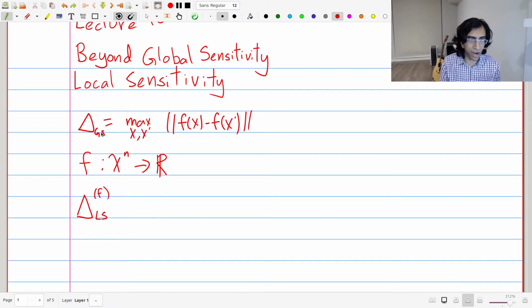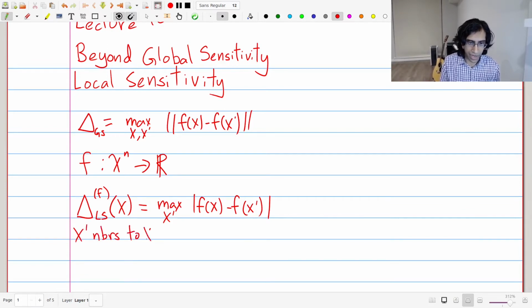And the difference is this time, this was defined in terms of the entire domain, but this will be defined in terms of a specific data set x, and it will be equal to the maximum over all neighboring data sets x prime of f of x minus f of x prime. So let me just write this explicitly: x prime is neighbors to x.